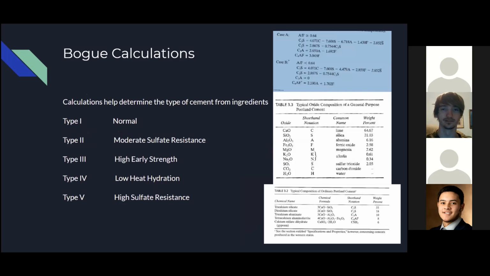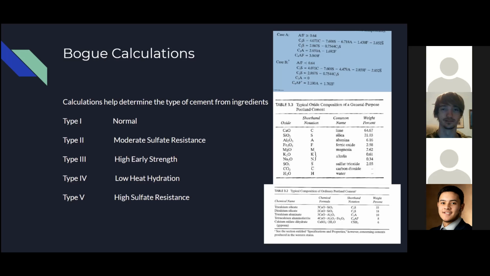Next, we'll have the Bogue calculation. The Bogue calculations are a set of equations to help determine the composition of a cement given a set of initial ingredients. At the top right, we can see the actual Bogue equations, and then directly below it, we have an example input. This is Portland cement. This is normal, regular old cement that's used practically everywhere.